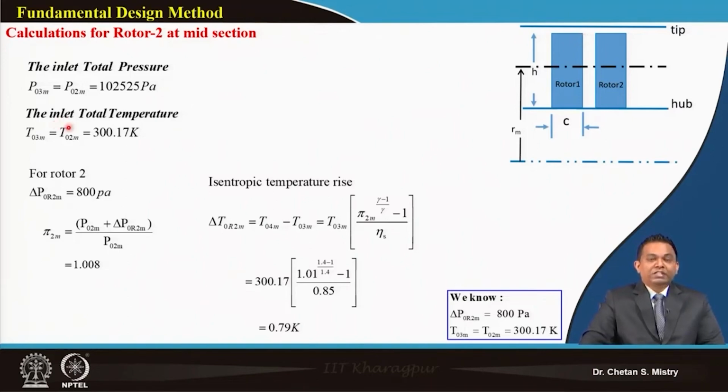Here, we are expecting a pressure rise of 800 Pascal at the mid station as per our design requirement. So I calculate the pressure ratio of rotor 2 at the mid station, and it comes to 1.008. The same way we can calculate delta T0 for rotor 2 at the mid station, and that comes to 0.79 Kelvin.